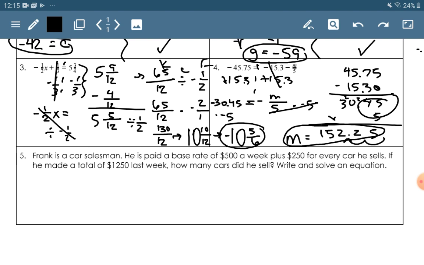Similar to what we've talked about earlier this week and last week with our writing expressions and equations, I need to pay attention to what I know and what I don't know. And the question can usually help me out with what I don't know. The question is asking, how many cars did he sell? That means my variable is going to represent that amount. So I'm going to use C for cars, but C stands for number of cars sold.